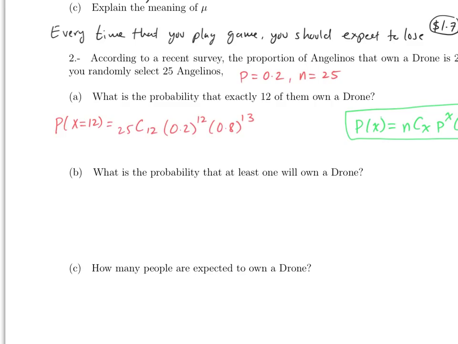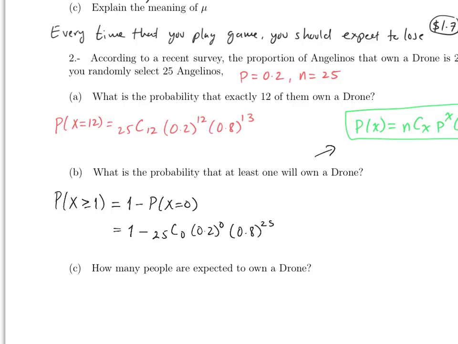Okay, in part B, the question is, what's the probability at least one will own a drone? So mathematically it means this. Remember, the complement of this is this. We talked about that many times. So you use the same formula, with x equal to 0. You will get 25 choose 0, times 0.2 to the 0 power, times 0.8 to the 25th power. And again, you can leave the answer like this, and you are good to go.